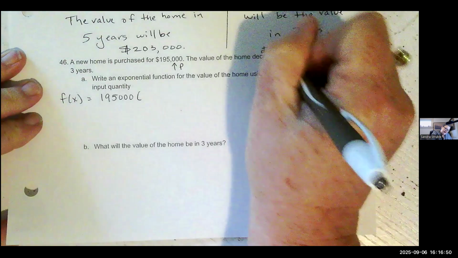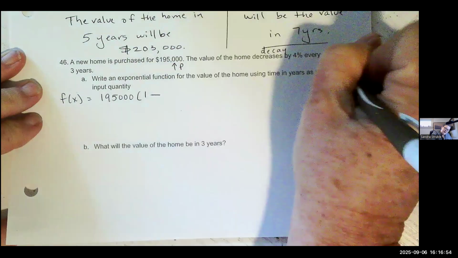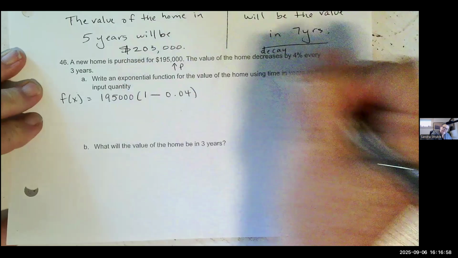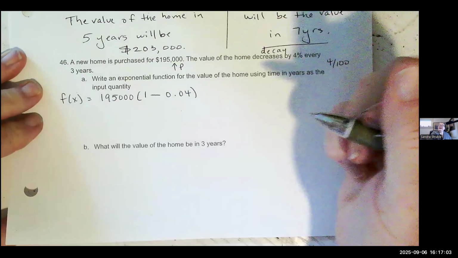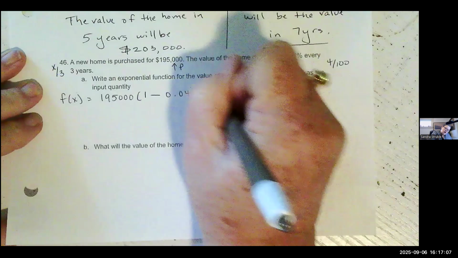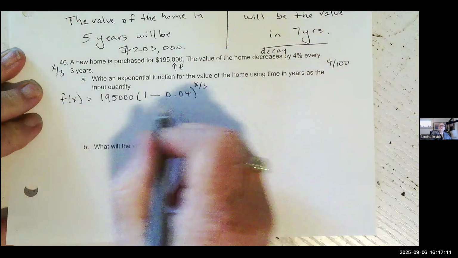And it's decaying. So 1 minus 4%. 4 divided by 100 is 0.04. And it's every 3 years. So every blank years is X over that blank. So X over 3 is in your exponent. Do not leave it like this.